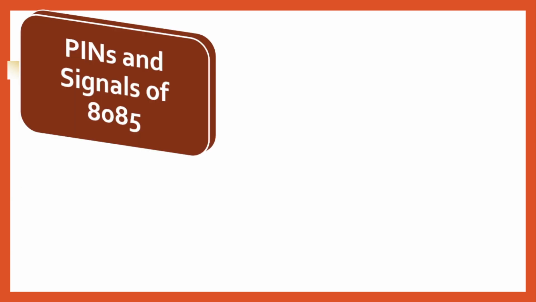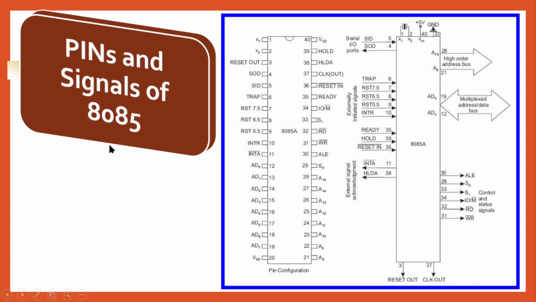Then we will move on to the pins and signals of the 8085 microprocessor. The 8085 microprocessor is designed and released by Intel Corporation. It is an 8-bit microprocessor. 8-bit means it takes 8 binary digits for arithmetic and logic operations. On two 8-bit numbers it will process, and the result it may give is based on the input numbers.